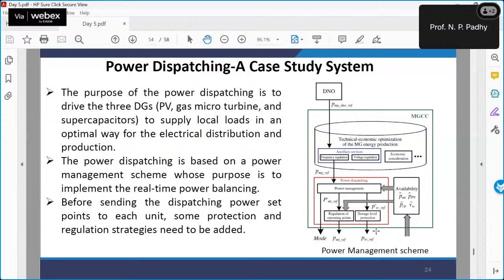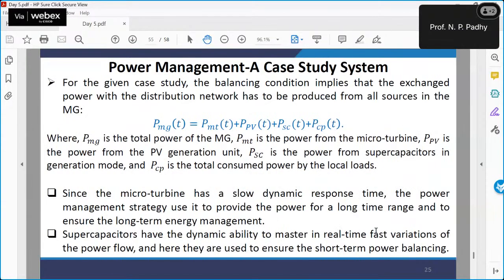So the power dispatching is based on a power management strategy: how much I have to take from this source, that source, and that source, right? Before sending the dispatching power set point to each unit, for the given case study, the balancing condition implies that the exchange power with the distribution network has to be produced from all sources in the microgrid.